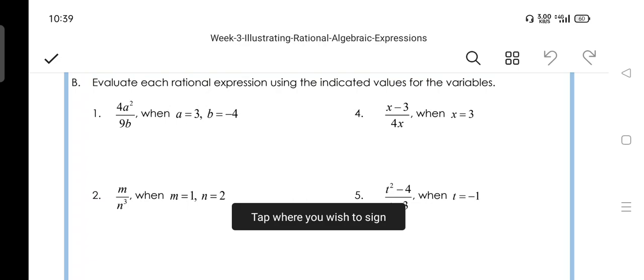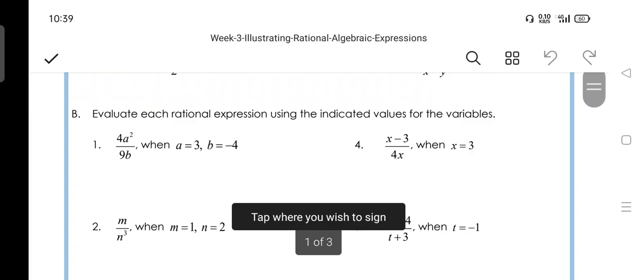Okay? Meaning, papalitan natin yung mga letters or what we call variables ng mga equivalent na mga numbers. So just like here in number 1, a is equal to 3. So that means we're going to replace a by 3, and we're going to replace b by negative 4. So as simple as that.